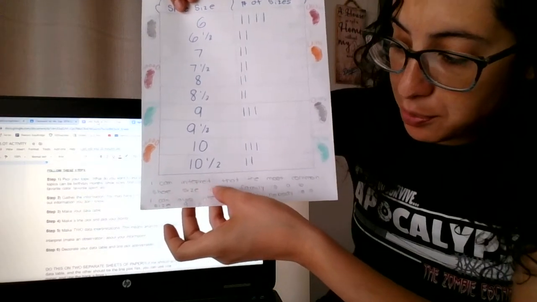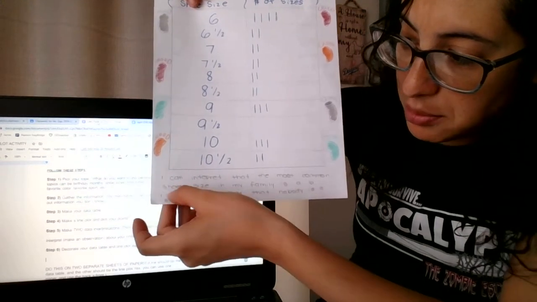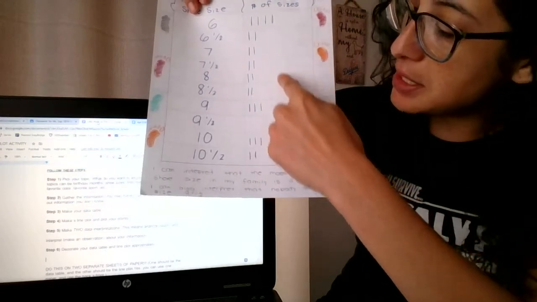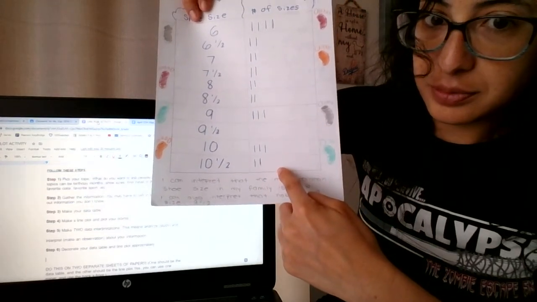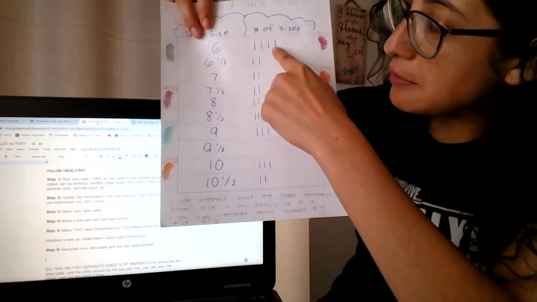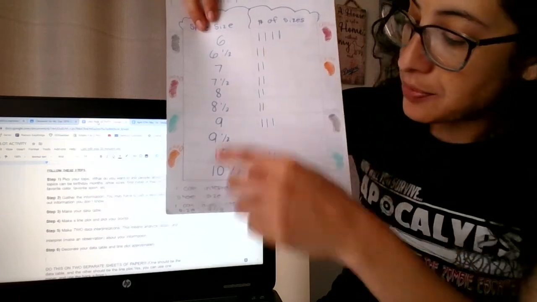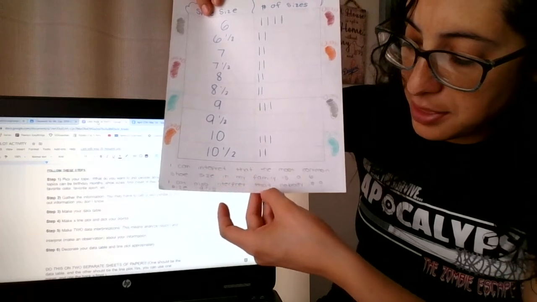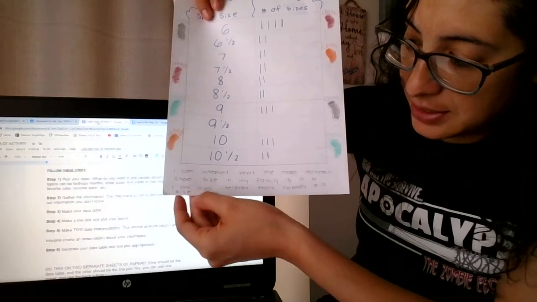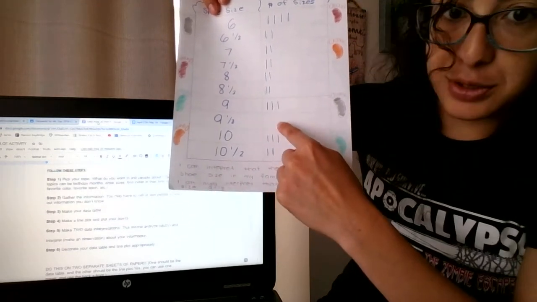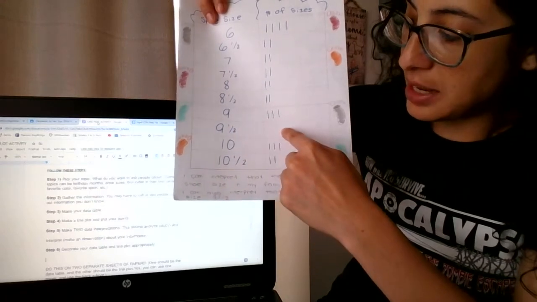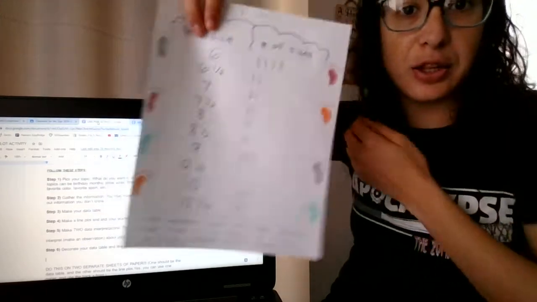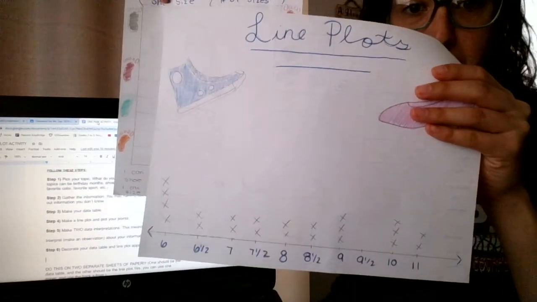I can interpret that the most common shoe size in my family is a 6. Looking at my data table, is that true? Most people have a size 6. The other thing that I wrote down is, I can also interpret that nobody is a size 9.5. Is that true? Yeah, nobody used the size 9.5. So those are 2 things that I was able to interpret by looking at my data table and my graph.